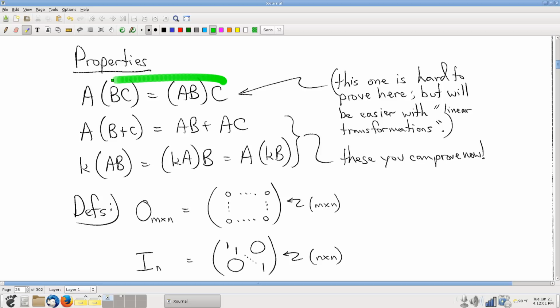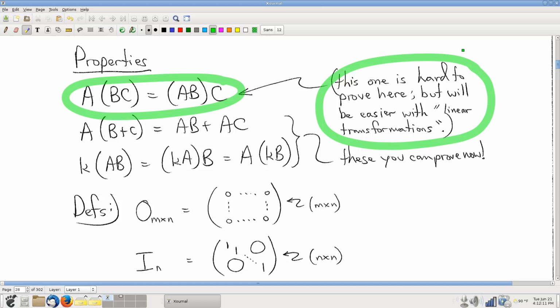The first one I'm going to note is what you might call an associative property. This is the associative property of matrix multiplication. This one is actually not so easy to prove, at least not so easy to get a good sense of how to prove, how to see why this ought to be true at this point in the course. It's going to turn out to be much easier once we understand this idea of linear transformations, and it turns out that this is one of the applications that we've talked about previously. From the point of view of linear transformations, this is a very natural thing to understand.